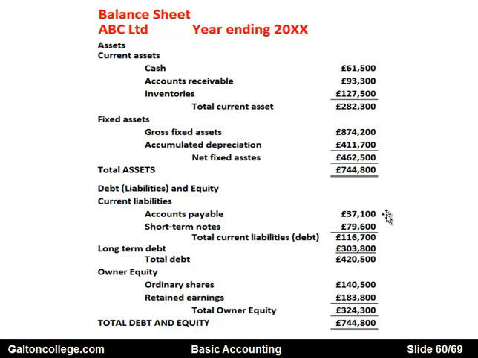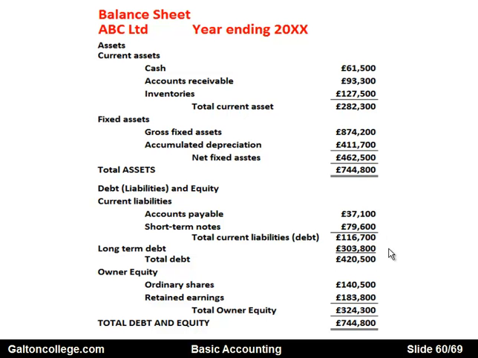Well, the current liabilities, the accounts payable, accounts which must be paid, perhaps outstanding accounts for raw materials or machines or whatever purchased. So the company owes 37,100. Short-term notes, well, these could be debentures, like I said earlier, or some sort of borrowing that the company has engaged in and has given pledges to return what they've borrowed within a short term. Well, let's say it's got £79,600 worth of short notes. So the current liabilities is 116,700.